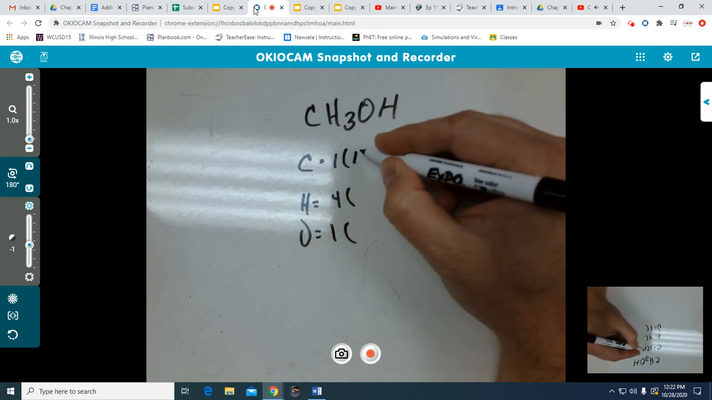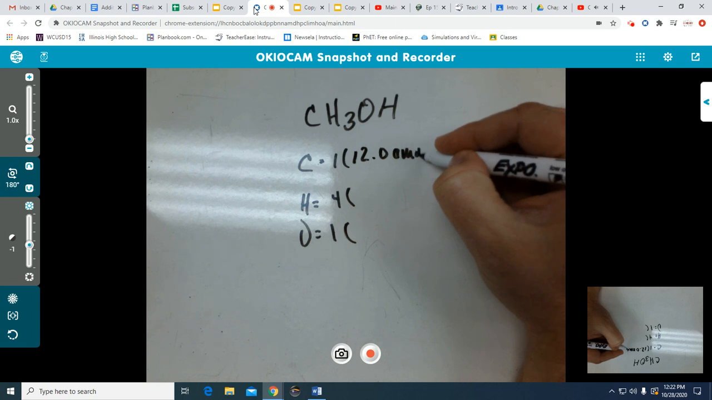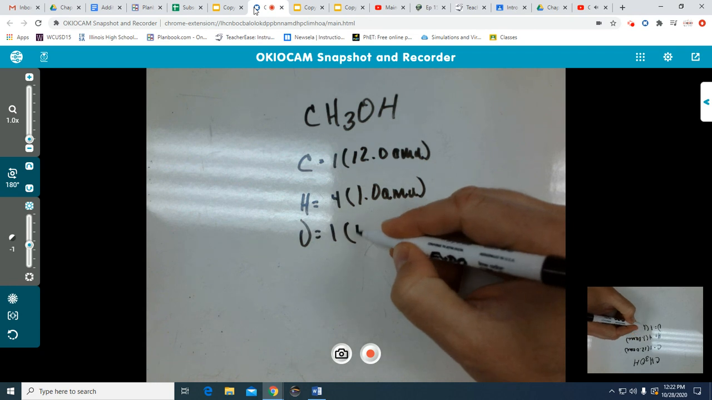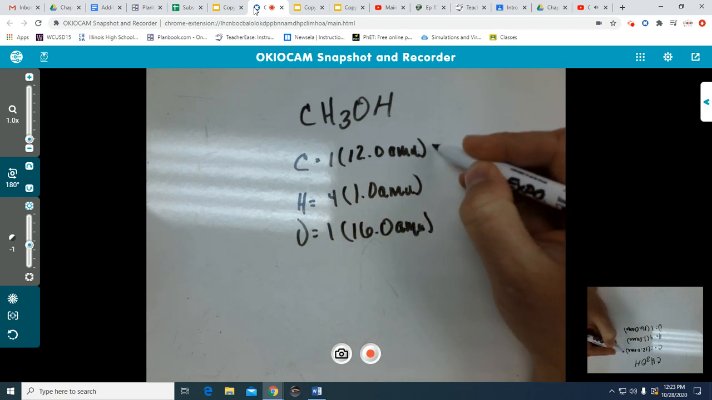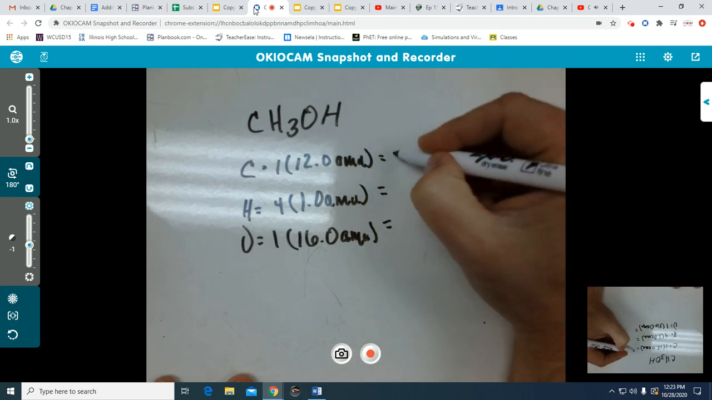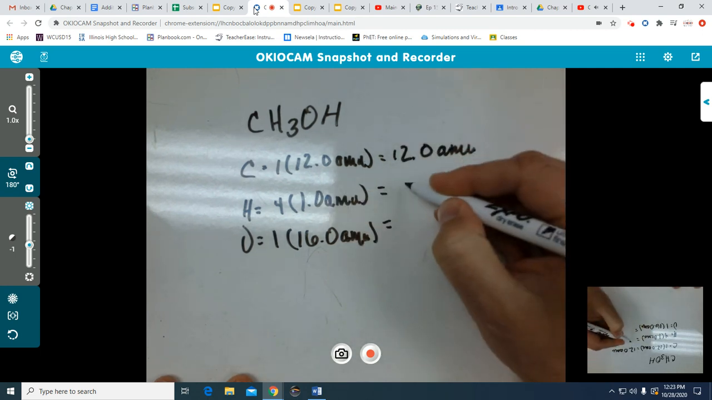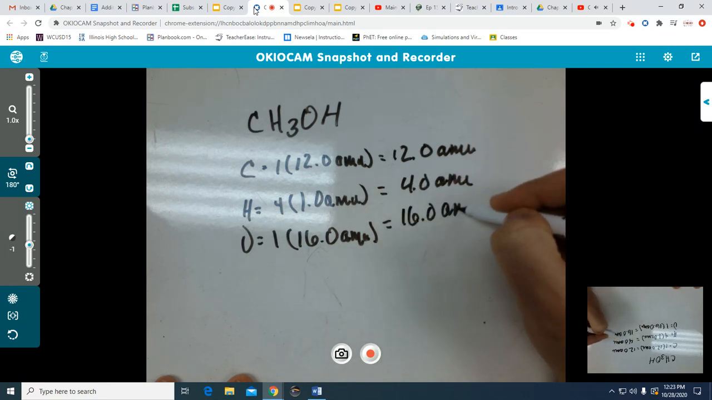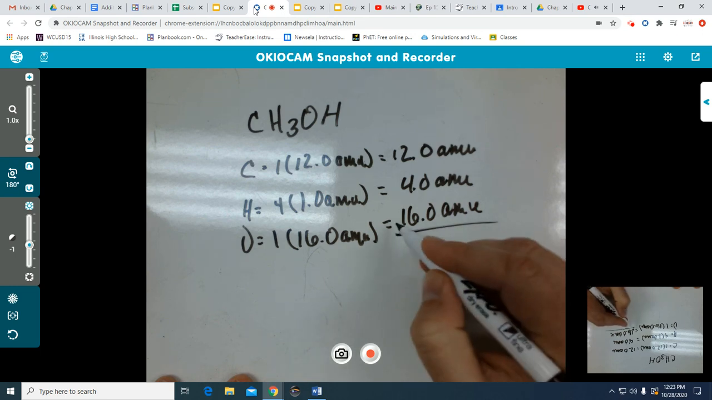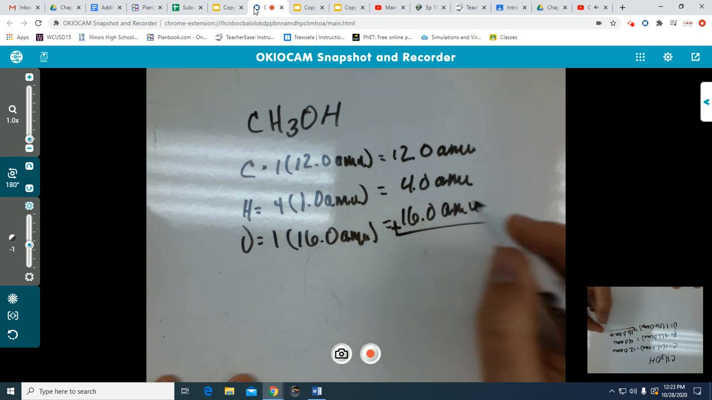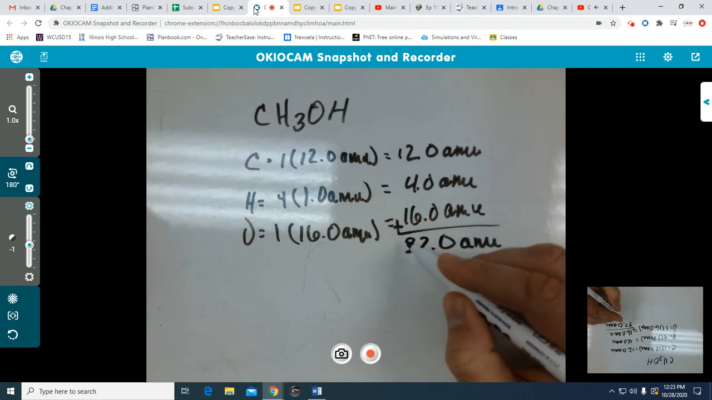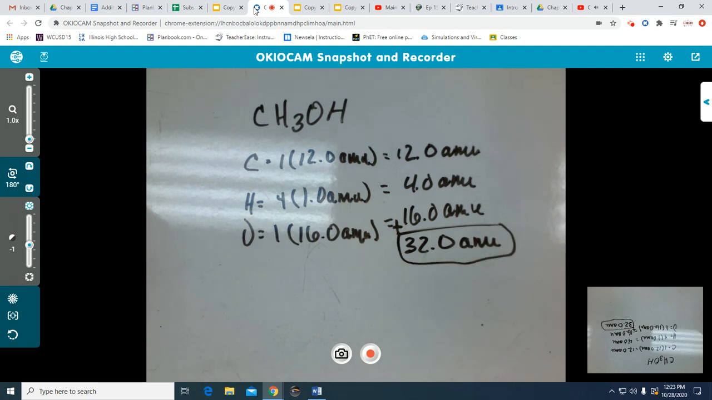Carbon, its rounded atomic mass is 12.0 AMU. Hydrogen, again, is 1.0 AMU. And oxygen is 16.0 AMU. So go ahead and multiply what you need to. Here we have 12 AMU for carbon, 4.0 AMU for hydrogen, and 16.0 AMU for oxygen. Once we've got those products all ready to go, we sum them up, and we get 32.0 AMU. That is how you calculate formula weights for compounds.